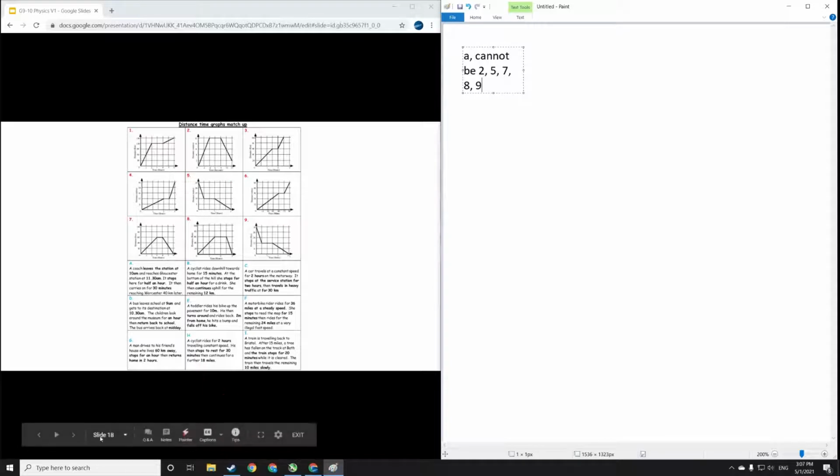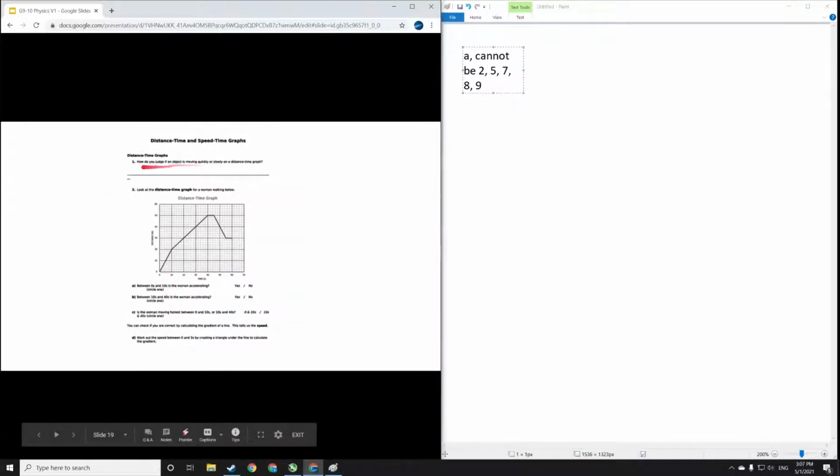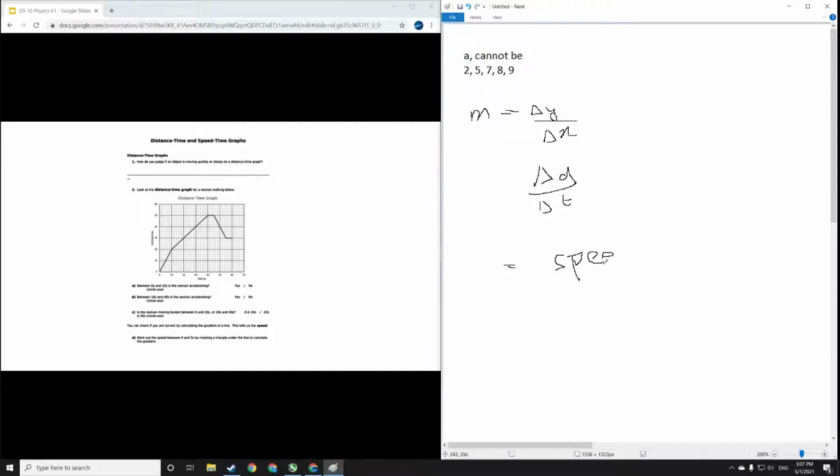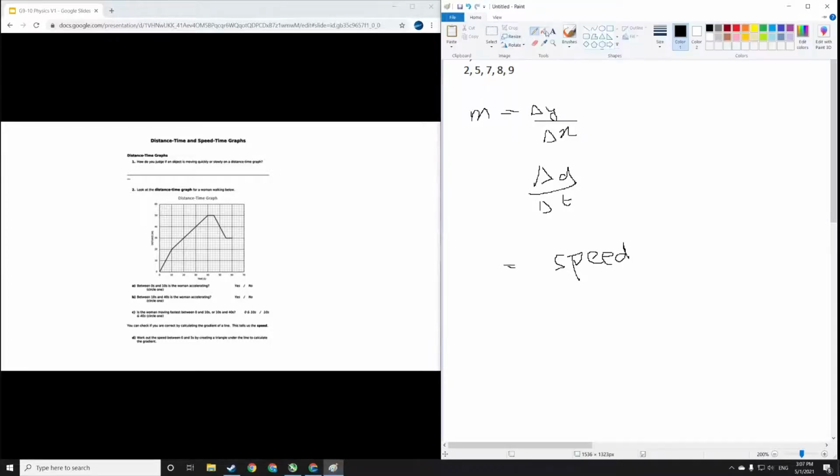Okay, so now let's go to the next question. How do you judge if an object is moving slowly or quickly on a distance time graph? Okay, so if you remember anything from the last video, then you'll remember that the slope m is change in y over the change in x, right? And quickly, slowly refers to the speed, right? And this slope can be expressed as the change in distance over the change in time, and that equals speed.